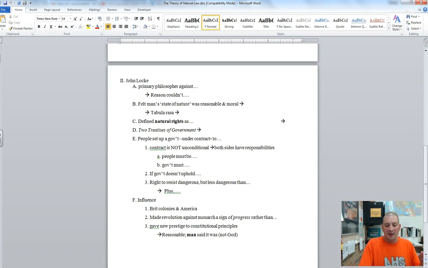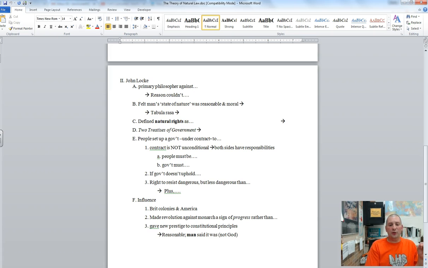Now, if the government doesn't uphold its responsibility, the people have the right, nay, the responsibility, to rebel. Locke used the word to reconsider the government. If the government doesn't uphold protecting our natural rights, the people have the responsibility to rebel, to reconsider. This is a big idea.